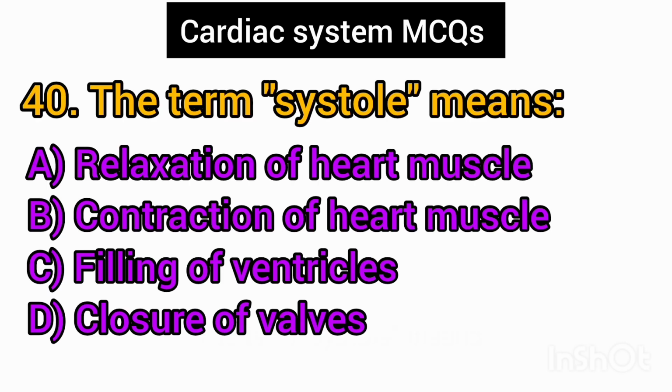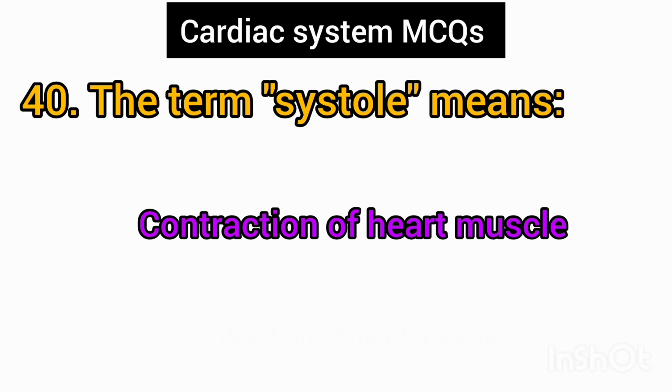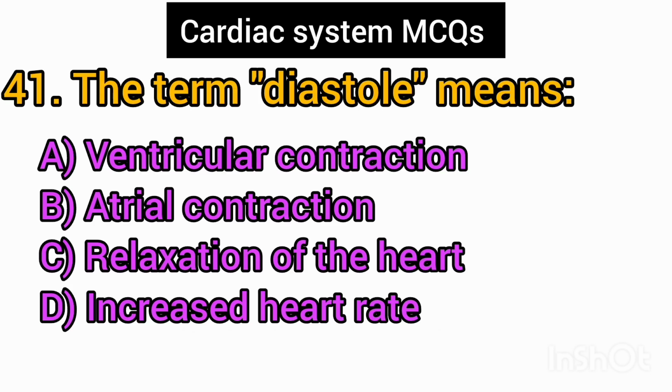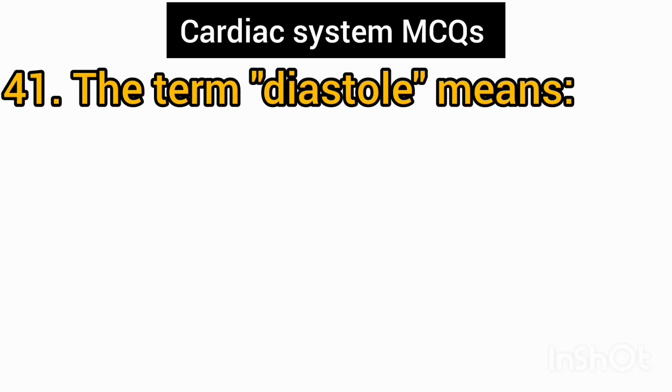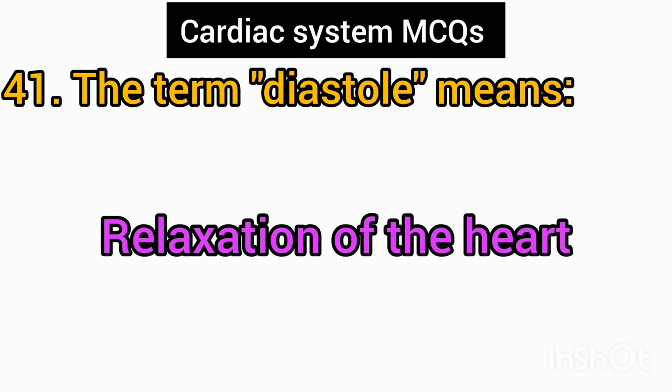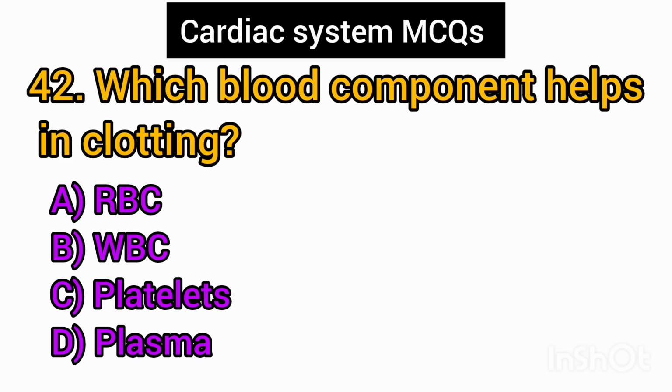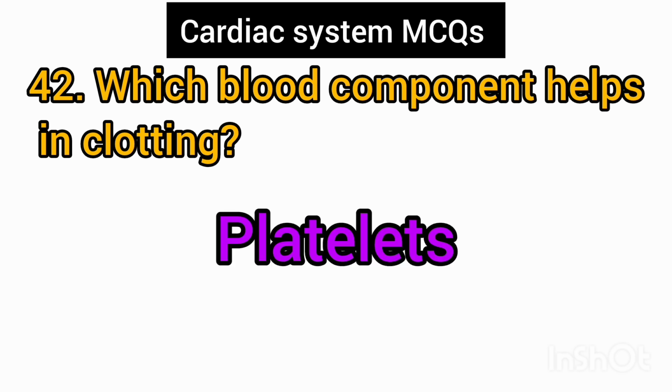The term systole means contraction of heart muscle. The term diastole means relaxation of the heart. Which blood component helps in clotting? Platelets.